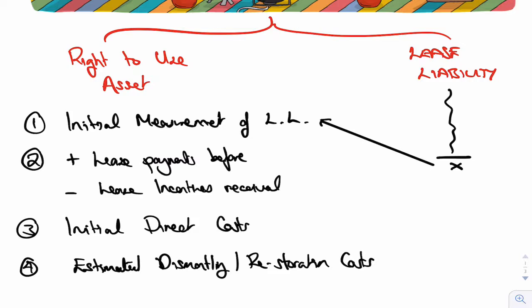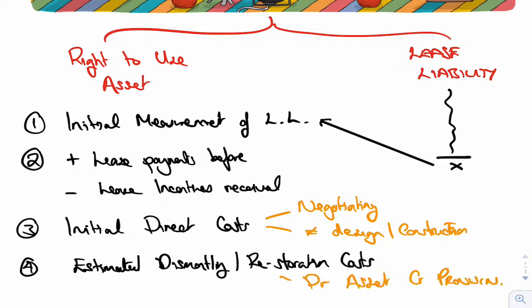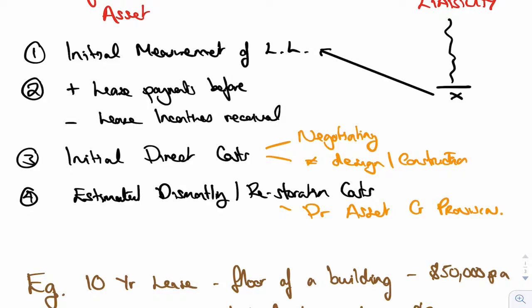Now, these initial direct costs will be the cost of negotiating, the cost of securing the lease. What they won't be is the cost of designing or constructing. Similarly with the estimated dismantling and restoration costs, that's got to be for the asset. It's got to not be for producing stock, but for the asset. And the double entry for that will be debit asset, credit provision at the start. You could build it up over time as well.